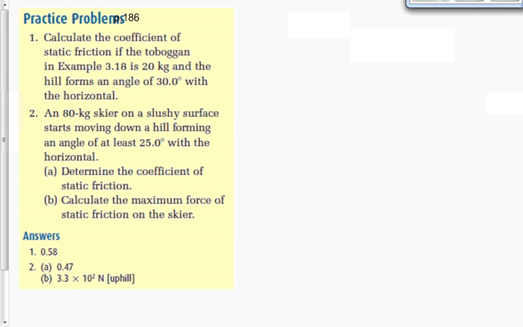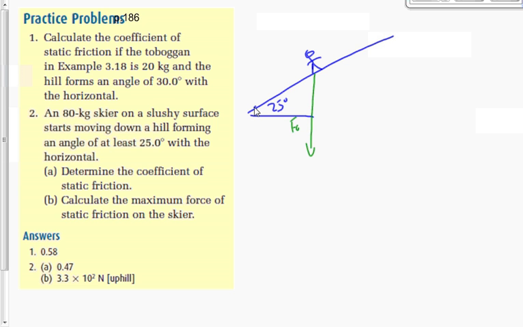Number 2 says an 80 kilogram skier on a slushy surface starts moving down a hill, forming an angle of at least 25 degrees to the horizontal. Determine the coefficient of static friction, the maximum force of static friction. We're going to need to find B before we find A. Here's our hill. Here's our 25-degree angle. Here's our skier. We know that there's a force of gravity acting down on the skier, m times g. We know that there's a normal force acting perpendicular to the skier, and we know that there's a force of the hill acting this way, which is 90 degrees to the normal force and parallel to the hill.